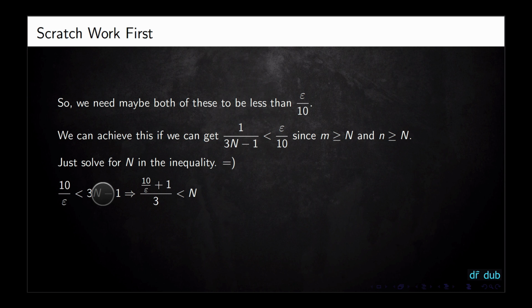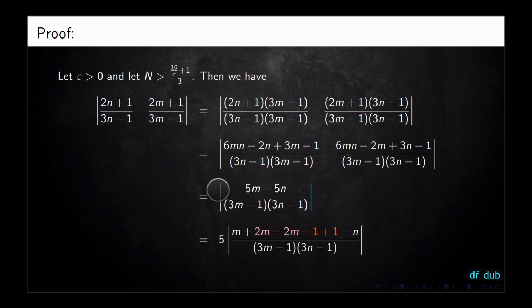So we can do that if we just multiply both sides by 3N minus 1, and then multiply both sides by the reciprocal of epsilon over 10, which is 10 over epsilon. Then solve for capital N by adding 1 to both sides, and then divide by 3 on both sides. And that's the capital N that we need to choose at the beginning of the proof. Now we can go back and actually do the proof start to finish.